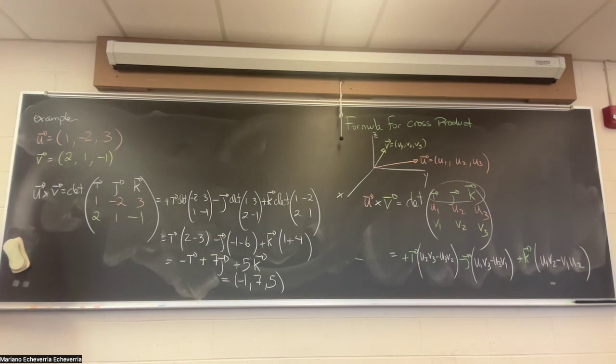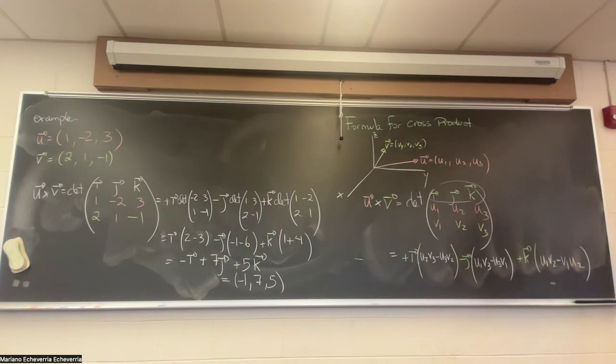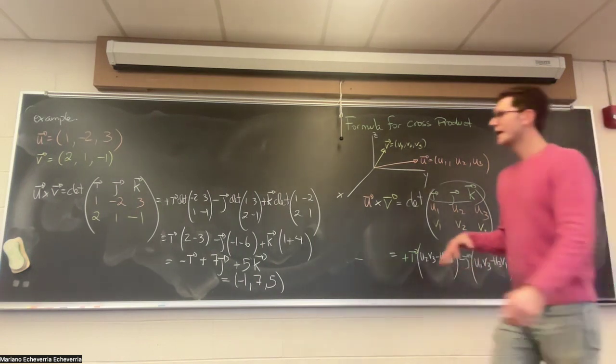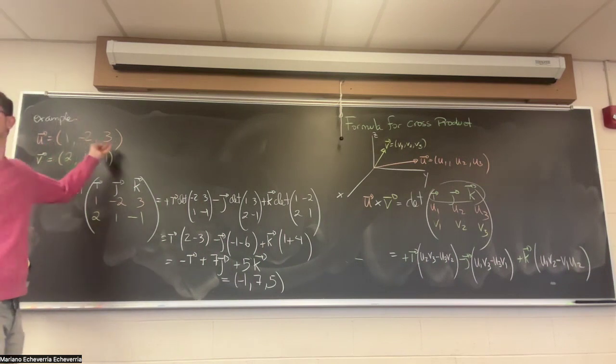Is that okay? And that's the answer. And you can check if you wanted to, which you don't. You can check that this happens to be perpendicular to these two vectors. How? By doing the dot product.